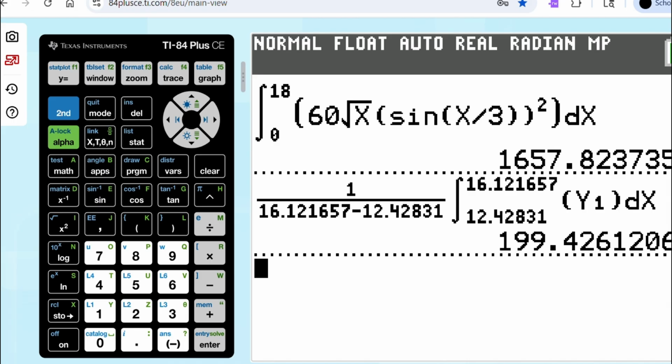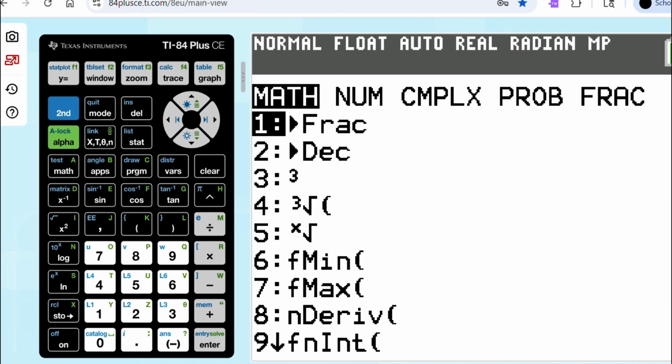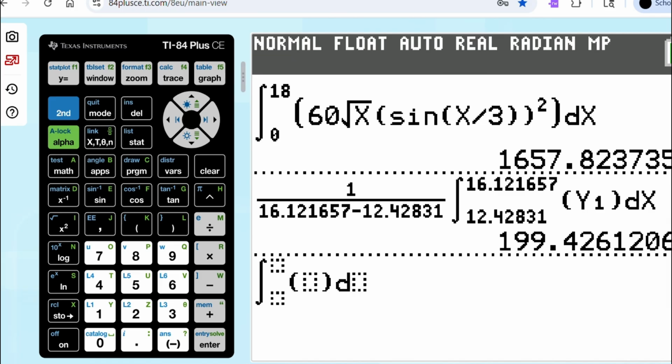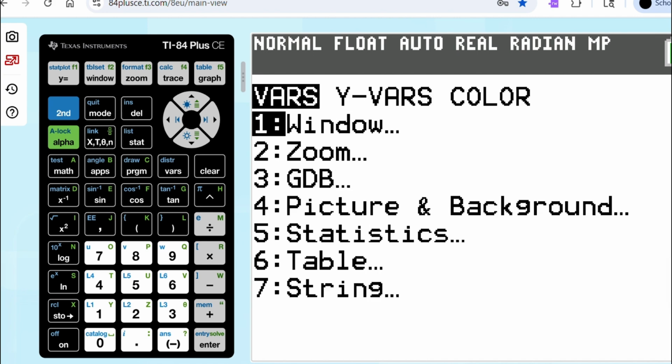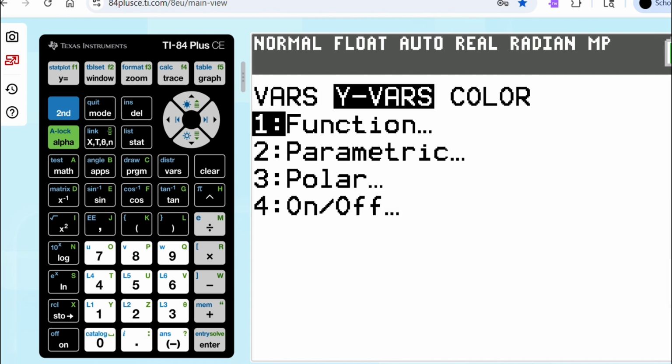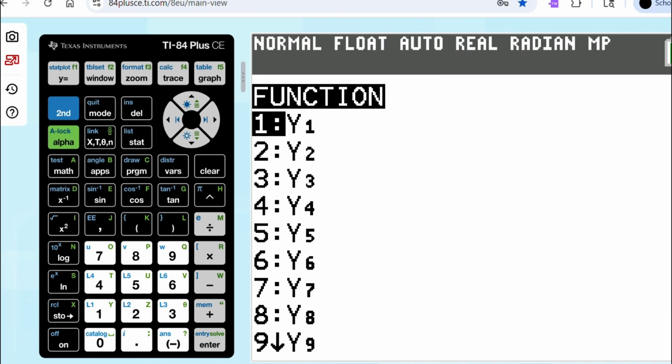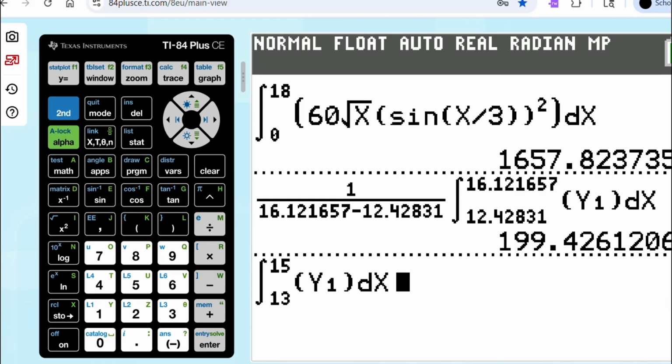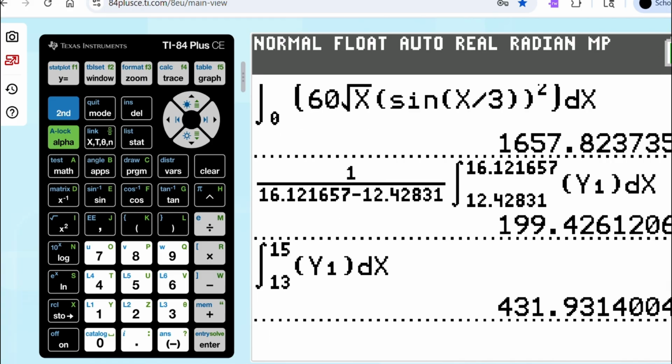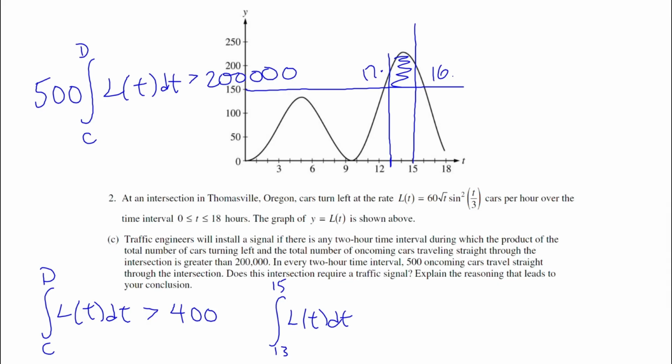So all I got to do is find 1. So let's see what happens. Let's do math, option number 9. And let's integrate from 13 to 15 our function, which again, we can hit VARS, that button just to the left of clear. Go to the second column for the y variables, option 1 for function, and option 1 for our function y1 that we typed in. We hit dx, and well, right there, 431.931. So this is equal to 431.931, which is greater than 400.